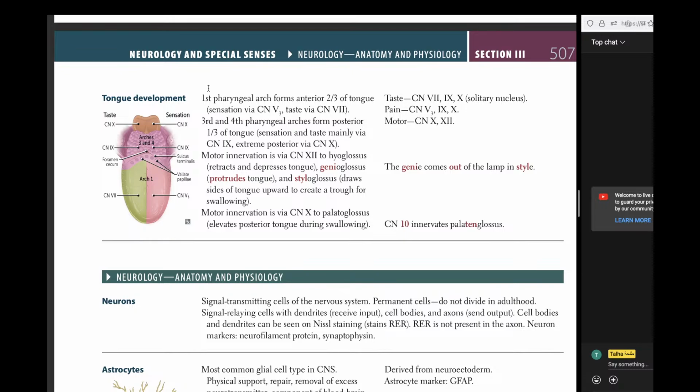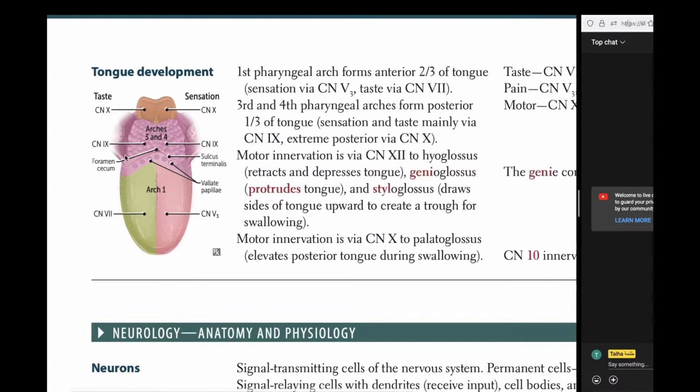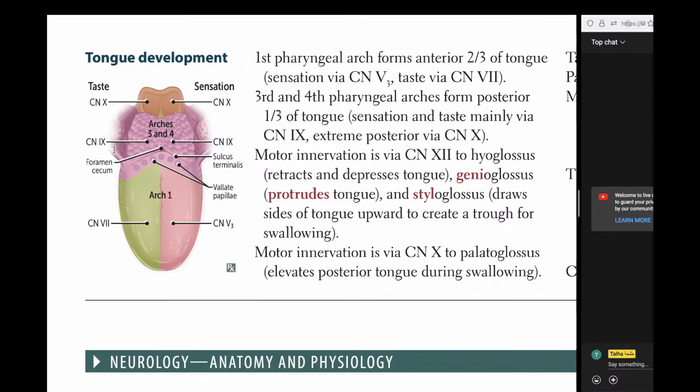Which makes the trough. Motor innervation is via cranial nerve 10 to palatoglossus, which elevates the posterior tongue during swallowing. So cranial nerve 10 innervates the palatoglossus: 10 for cranial nerve 10 and 10 for palatoglossus. I can do self-testing and review on this kind of diagram. Arch 1 is basically taste is facial, and then sensation is V3.